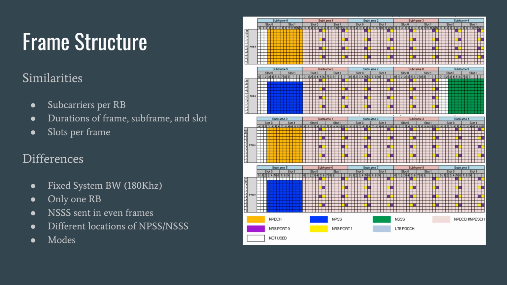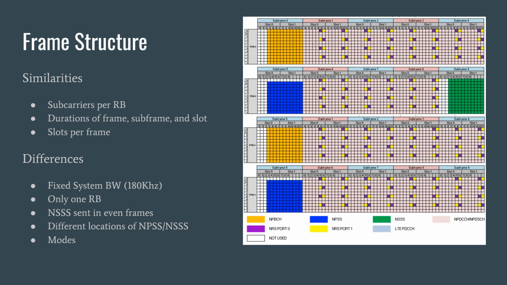The following are similarities between NB-IoT LTE and traditional LTE. Both systems utilize 12 subcarriers per resource block. Both systems use the same duration for frame, subframe, and slots. These timings are 10 milliseconds, 1 millisecond, and 500 microseconds respectively. Finally, the last major similarity is that both systems have 20 slots per frame.